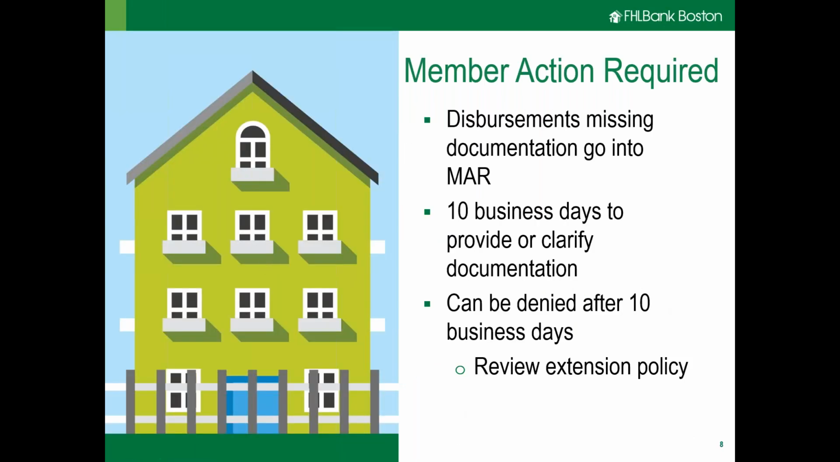So if you've submitted through our community lending platform and you have provided all the documentation and the data input, we've completed our review and we decide there's either information missing or incorrect, we're going to release the file back to your institution, and it's what we call member action required, or MAR. You have 10 business days to either clarify or provide the documentation.